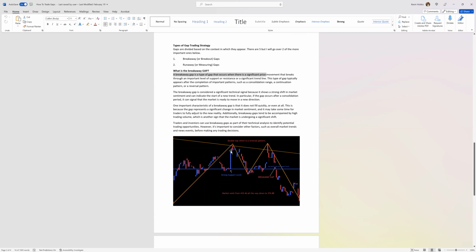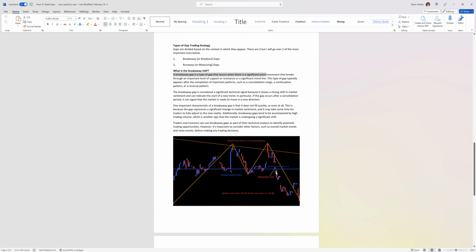This thing moved all the way up here, and then you have the double top, a reversal pattern. So in order for this market to continue to go down, because the neckline of this double top is right where this strong support level is, this market went from 410.46, that was the top, all the way down to 374.88. The market was coming down, but it had to get past this huge support level. And the way to do that was a gap down, which became a breakaway gap.